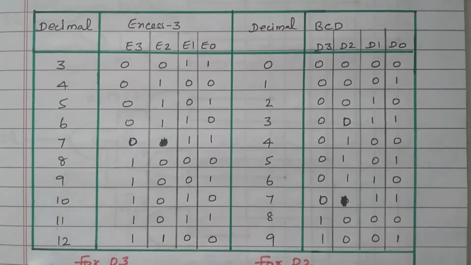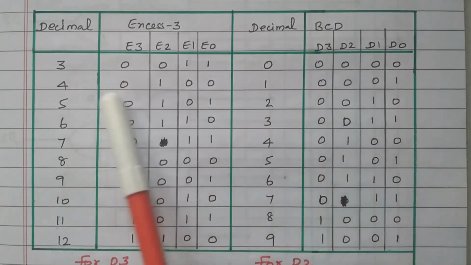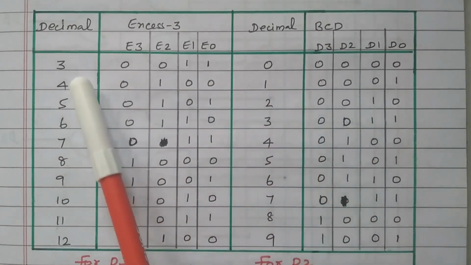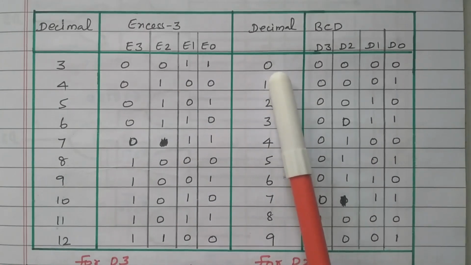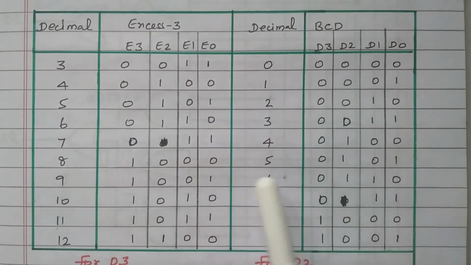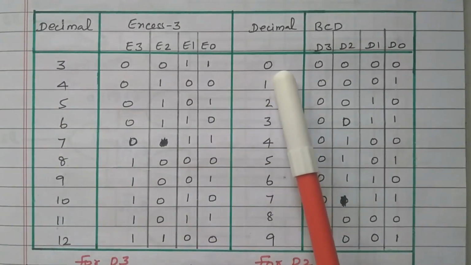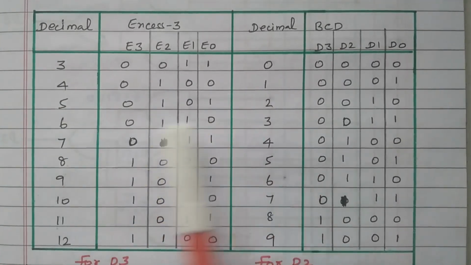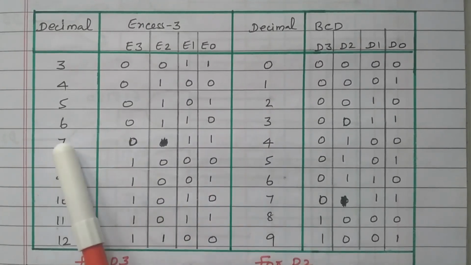So what is XS3 and what is BCD? First we'll see in the reverse order. If we add 3 to BCD, we will get the XS3. From 0, if we add 3, you get the XS3 decimal. This is the normal decimal number, and this is the decimal number equivalent to the XS3 code. So 0 plus 3, we get 3 here. 1 plus 3, 4. 2 plus 3, 5. That is the process to convert BCD to XS3.